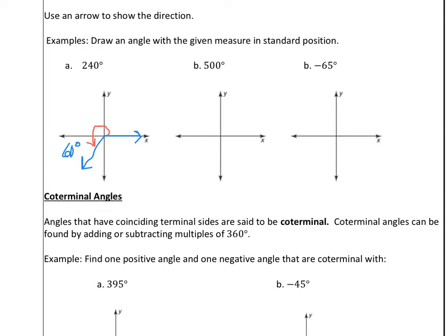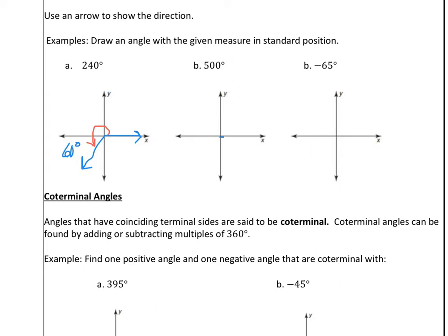Notice the nice curved red curve that shows which direction I went. I put an arrow on the end, because without it, it's hard to tell the direction. That represents my 240 degrees. You can pause this video and try part B yourself: try drawing in 500 degrees.